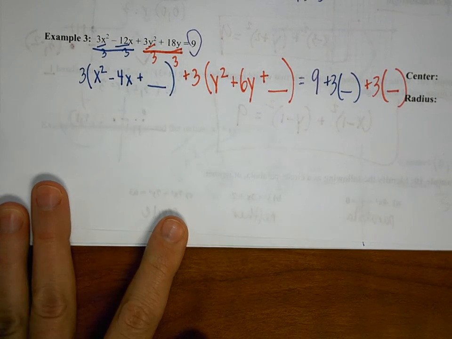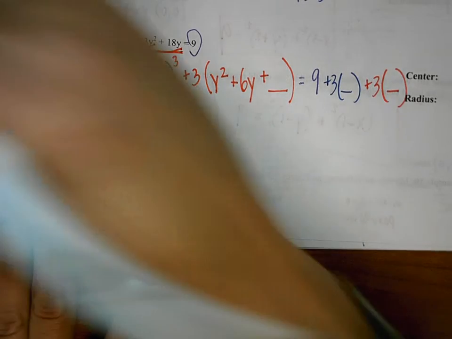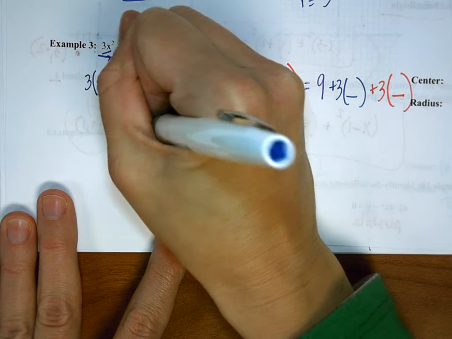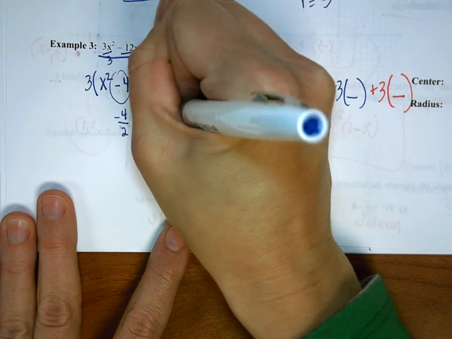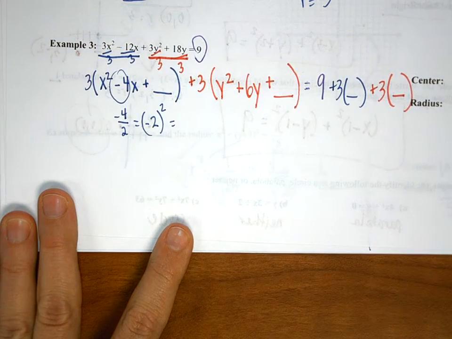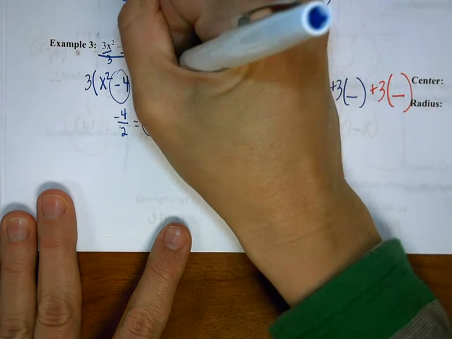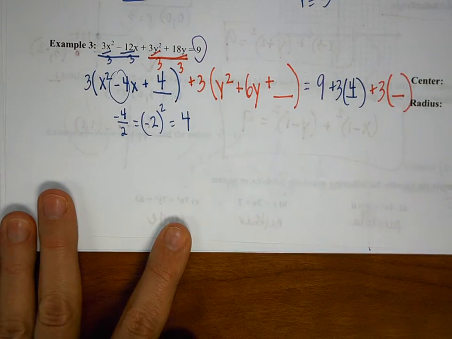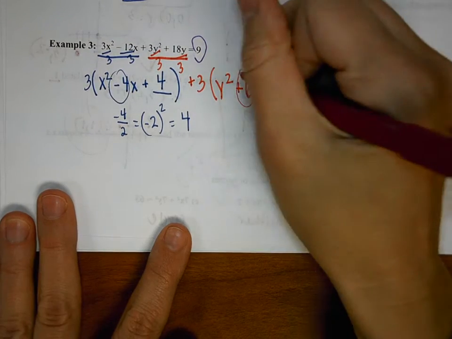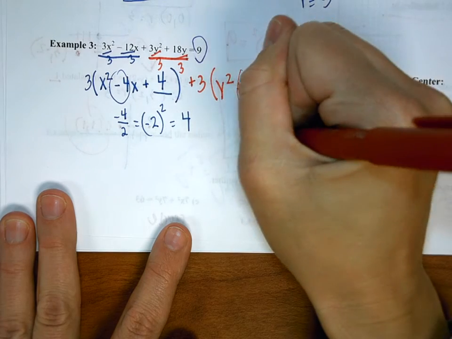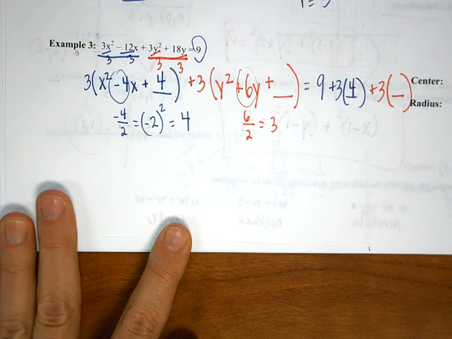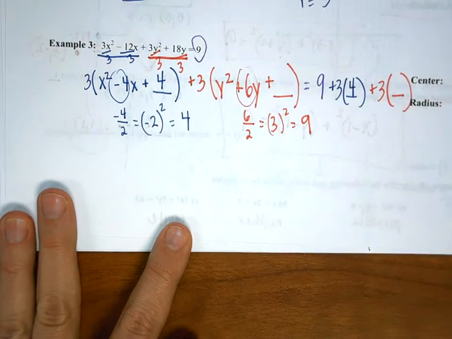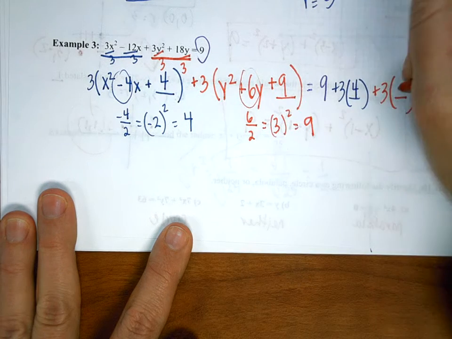All right, so now we're going to go ahead and complete the square for the x. We take our middle term, which is -4, divide it by 2, which makes -2, and we square it. And -2 squared is 4. So 4 goes in each of these blanks. For my y's, I take my middle term, 6, divided by 2, which is 3. We then square that value, which makes 9. So 9 goes in each of these blanks.